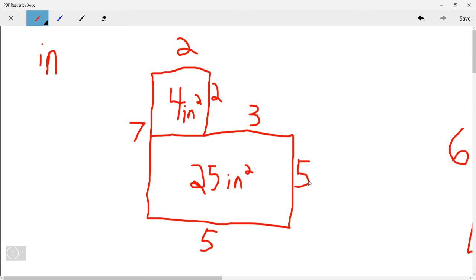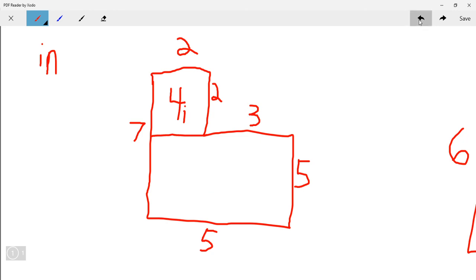Obviously, it's not drawn to scale. Both of these should be squares, right, if this is 5 and 5. But the answer would be 29 inches squared. But let's look at the other way we can do this. And if you do it right, obviously the area shouldn't change.